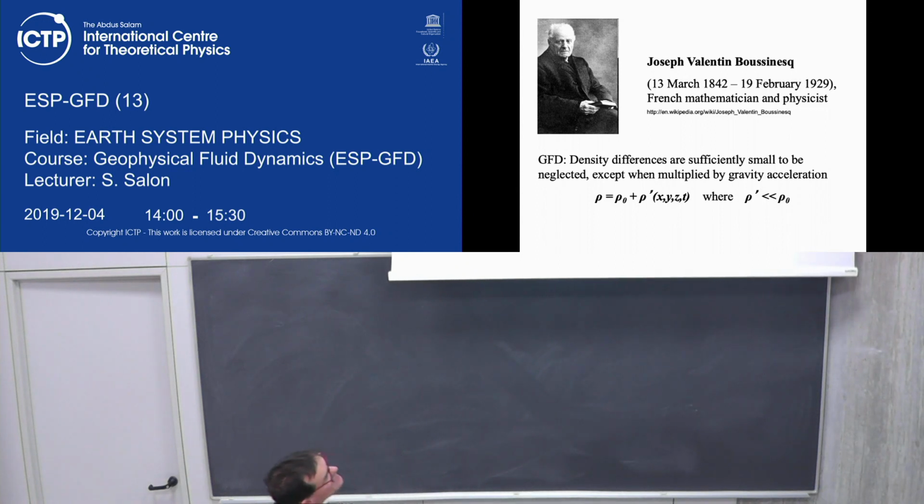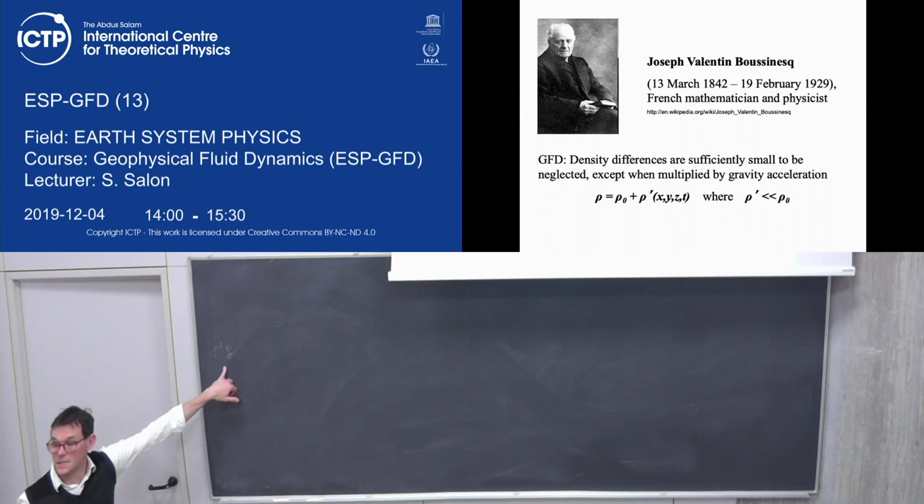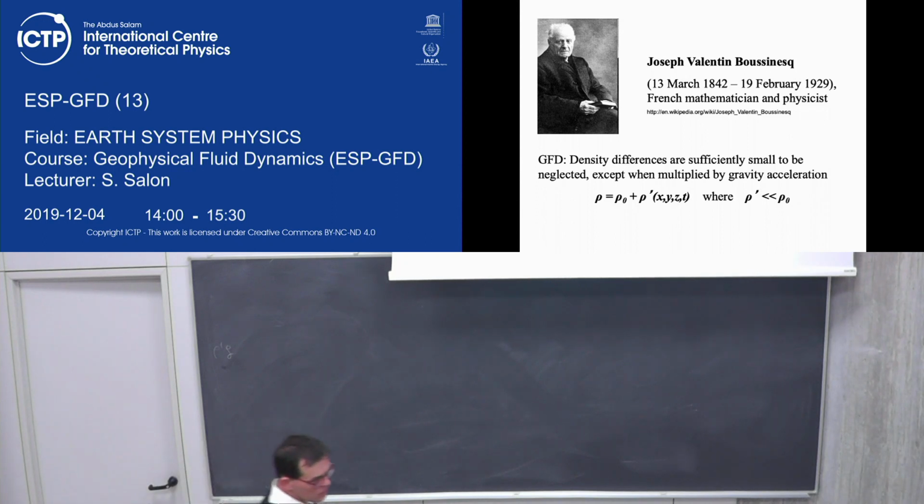So provided that rho prime is not multiplied by g, because if it is multiplied by g, we have something which is rho prime g. So this is the buoyancy. This is extremely important. If you neglect this, you lose a lot of dynamics.